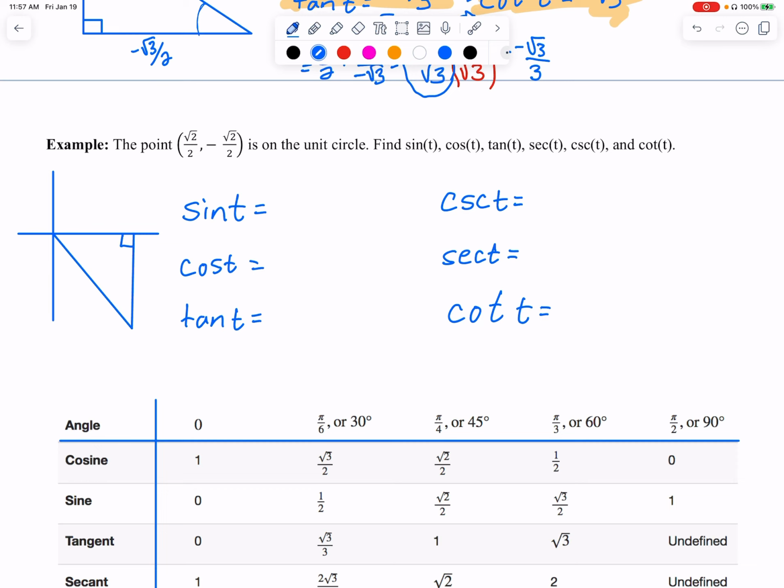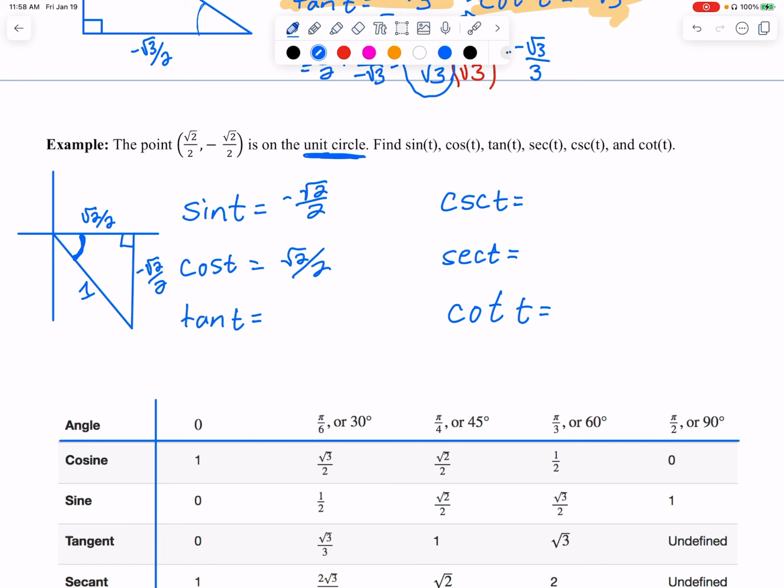And then we know each side, this is radical 2 over 2. This is negative radical 2 over 2. And it said on the unit circle, so that means my radius is going to be a 1. All right, so we use the same thing based on x's and y's, right? Sine is y over r. R is 1, so that's going to make our lives a little easier. So we get negative radical 2 over 2. For cosine, cosine is x over r, so it's radical 2 over 2.